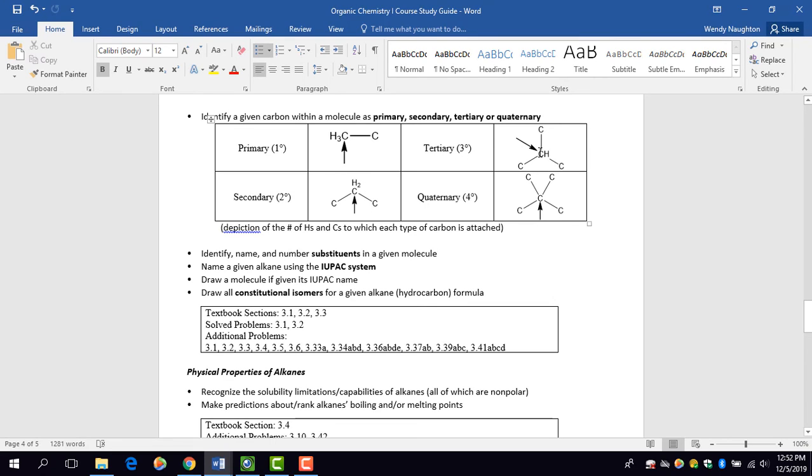Tertiary carbons have single bonds to 3 carbons, and then its 4th bond is to that one tertiary hydrogen that's hanging out on it. And then lastly, a quaternary carbon has 4 single bonds only to other carbons, and there are no quaternary hydrogens because you can't fit a hydrogen in when the carbon is already bonding to 4 other carbons.